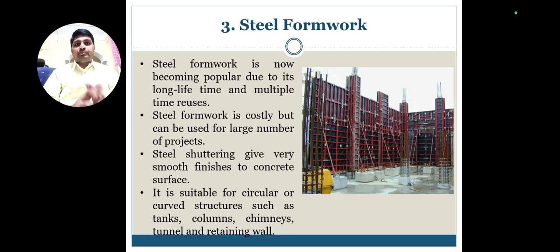Then the main important formwork that is very widely used in the market is steel formwork. Steel formwork is becoming popular, and it gives us a longer life and many reuses. Steel formwork is costlier, but a large number of projects use this type of steel formwork. Wherever we are constructing walls, columns, slabs, or beams, we use this type of steel formwork.